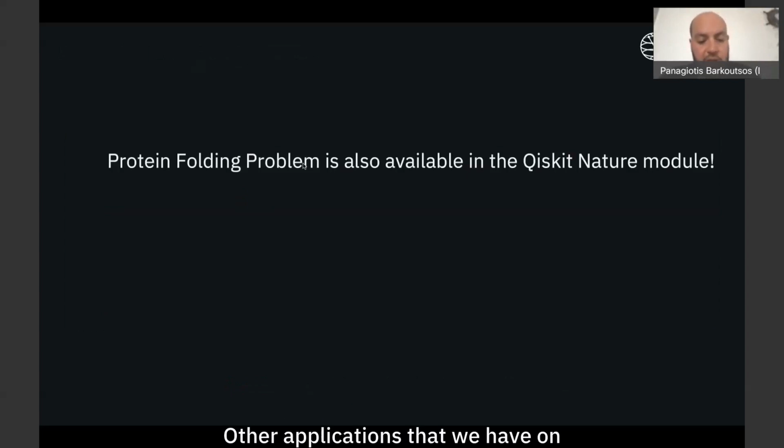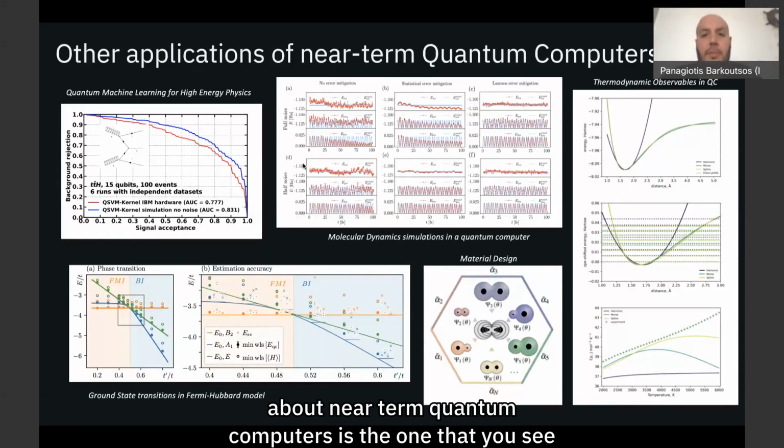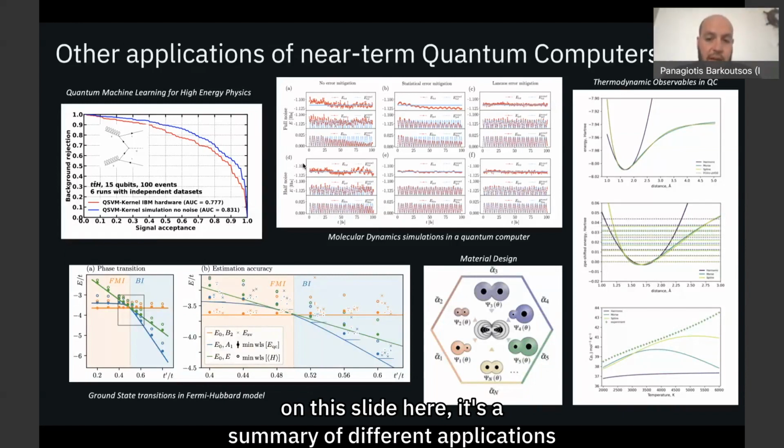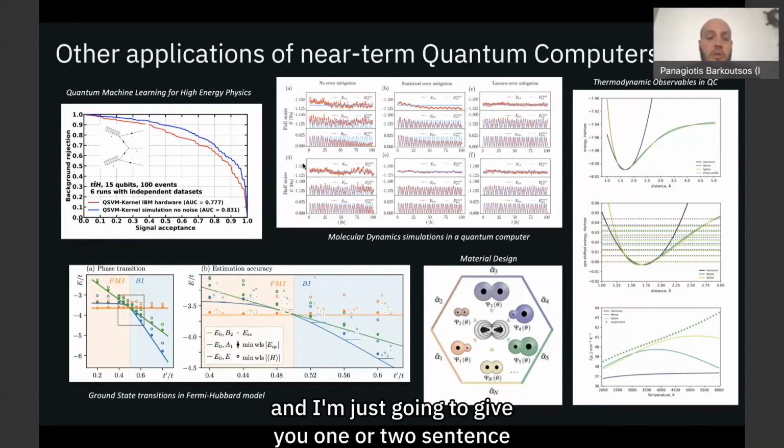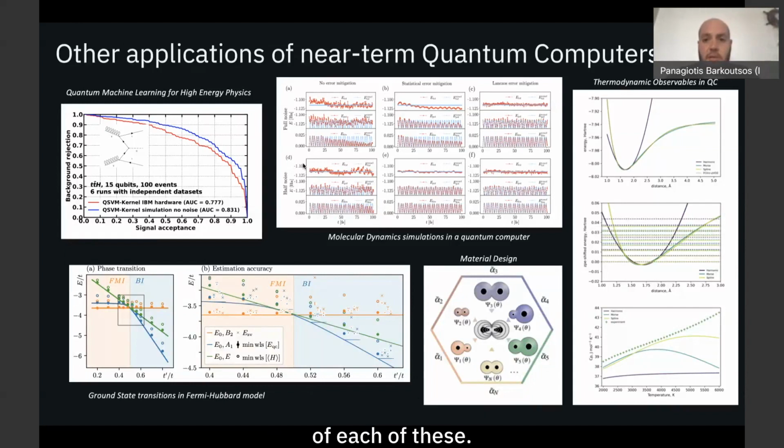Other applications that we have about near-term quantum computers is the one that you see on this slide. Here it's a summary of different applications that we have on the natural sciences, and I'm just going to give you one or two sentences of each of these. All of them are already published, so one can find them in the literature and get more information about them.